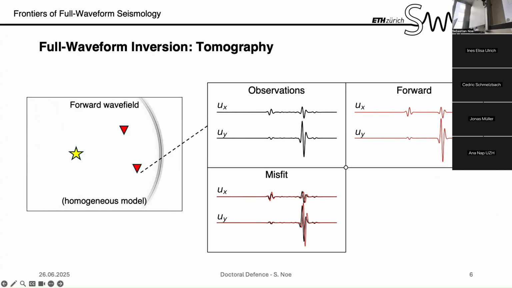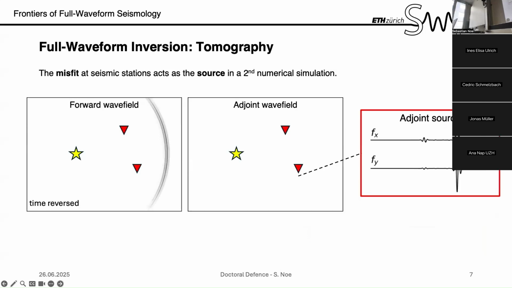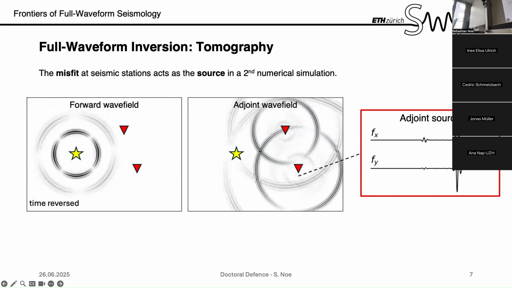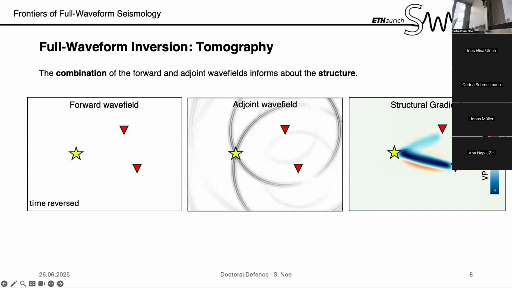And how do we do this? Well, we basically look at this misfit, the specific difference, and use this as a source in a second simulation that looks like this here. This is the so-called adjoint wave field. Please note that now the forward wave field, I will play this in reverse. You can now see, when I run this, that the receivers themselves have turned into sources with the adjoint source. Now how we can update the model is that we look at where the forward wave field and the adjoint wave field overlap, and this will then become our structural gradient.